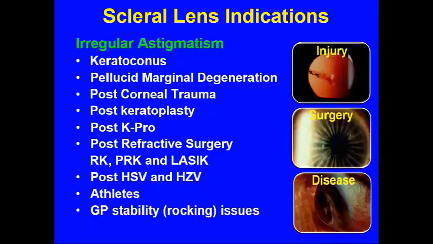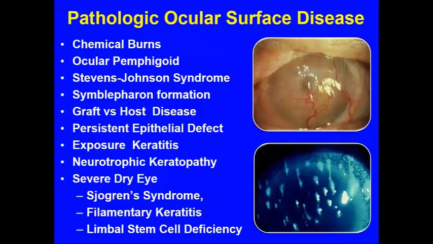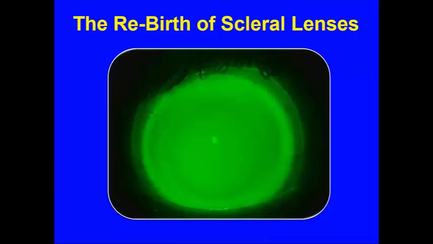Practically any cornea that has had any kind of trauma, injury, or surgery may be an excellent candidate for these lens designs. I had mentioned a little bit before about the pathologic ocular surface disease patient. This is probably one area in which these lenses are used with great frequency, and that is patients with chemical burns, pemphigoid, Stevens-Johnson syndrome, and a host of other ocular surface disease conditions.